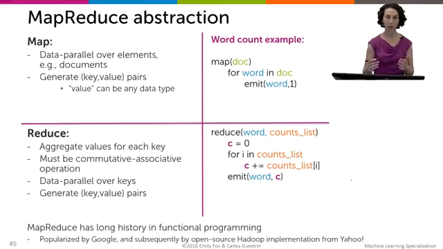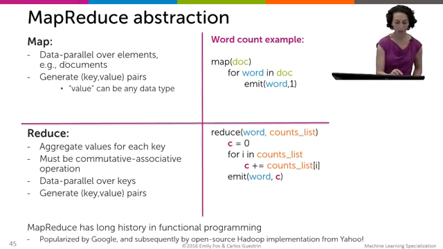So the MapReduce abstraction has two different steps. One is the map step, and the other one is the reduce step. Thus the name MapReduce. Okay, well in the map step, we're going to assume that the operation we want to perform is data parallel over elements like our documents, and the result of the map call is going to be to generate a key value pair.